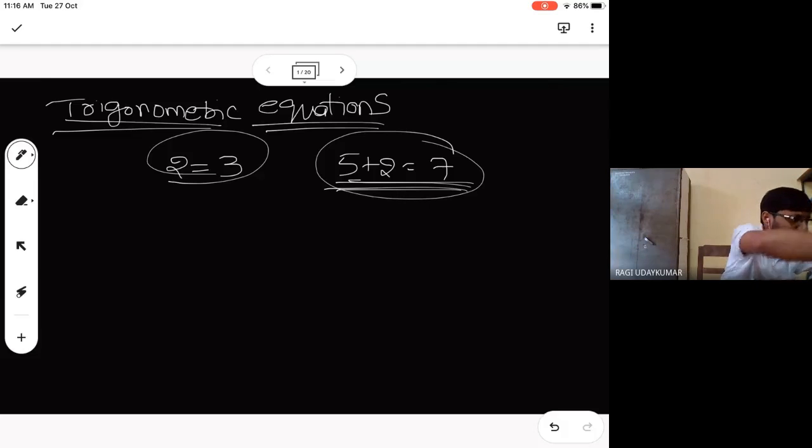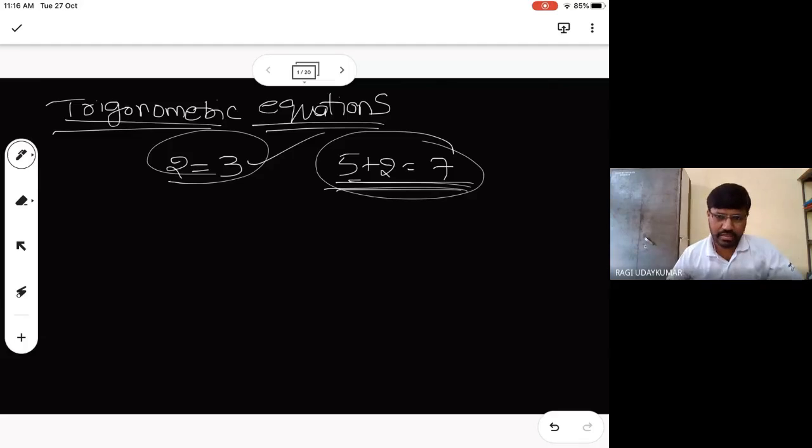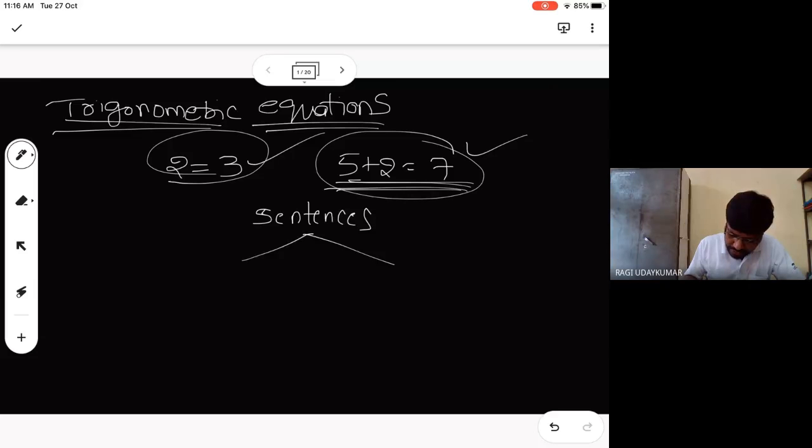If you can say it is either true or false, for example 2 is equal to 3 is false, so it is a statement. A sentence which cannot be said to be either true or false is called an open sentence. Sentences will be categorized into statement and open sentence.